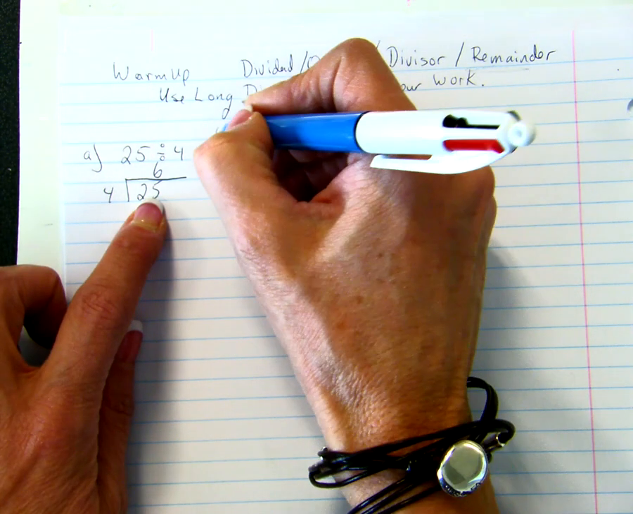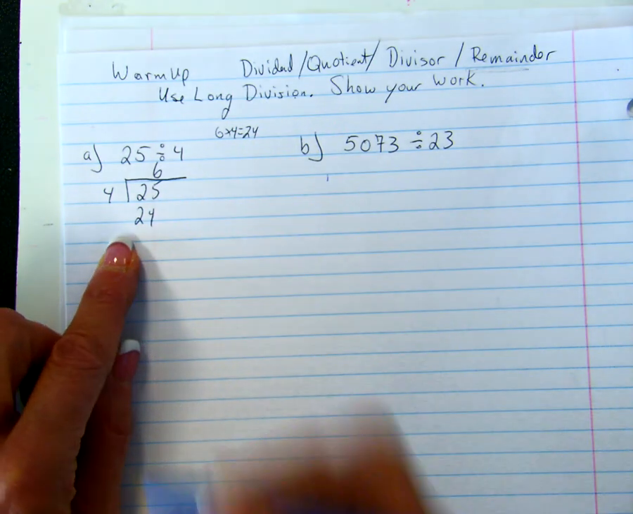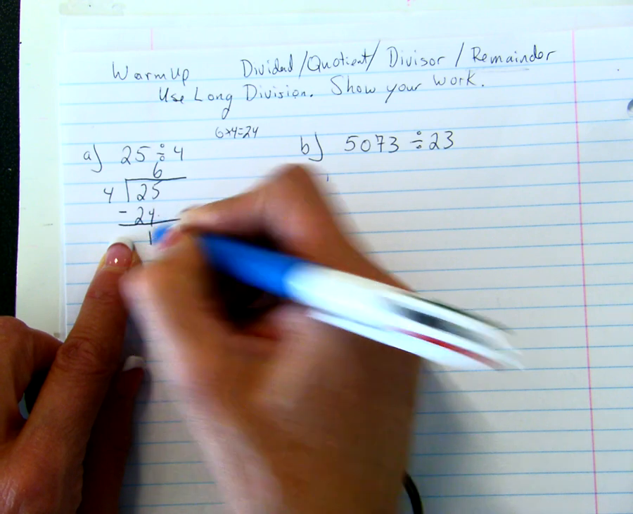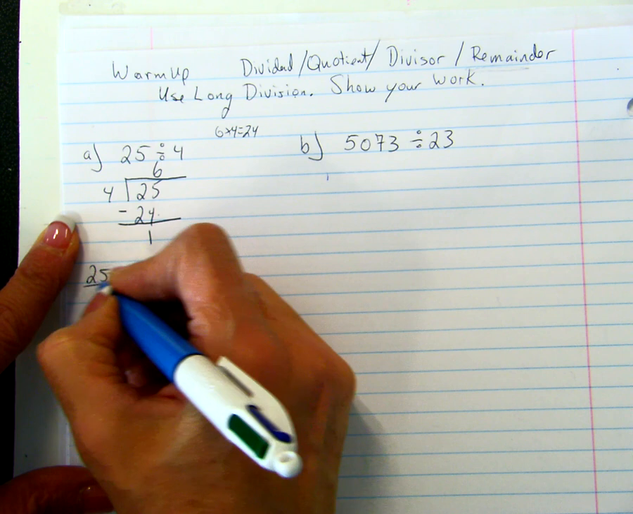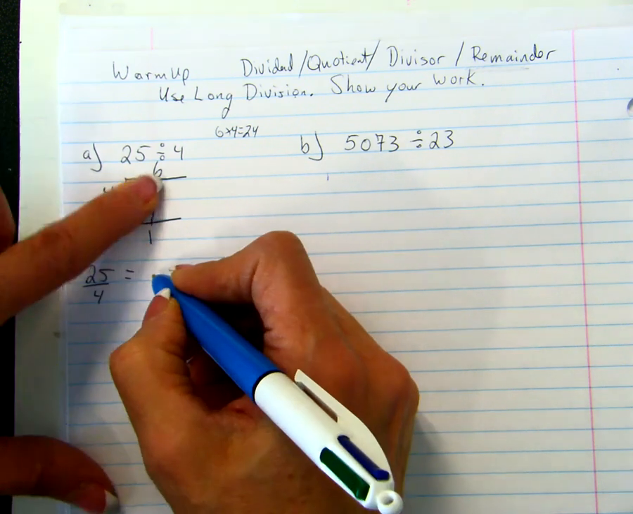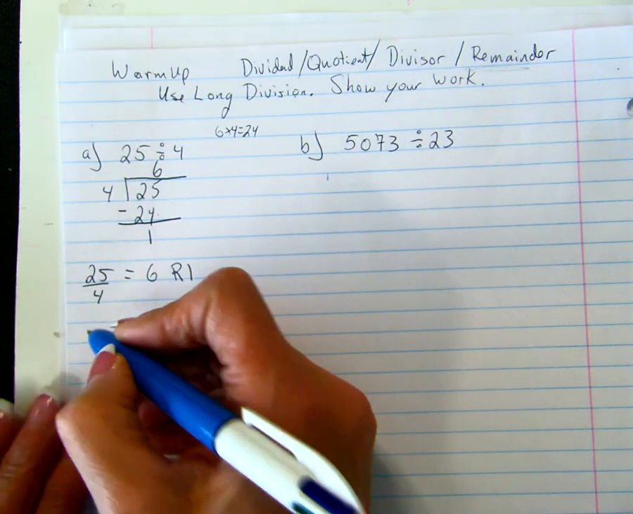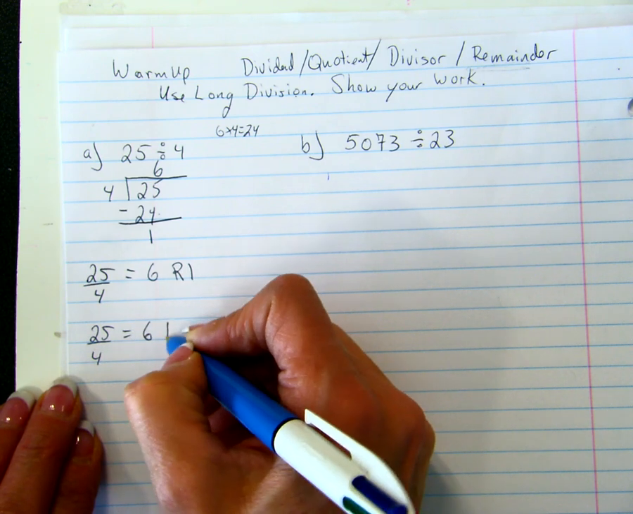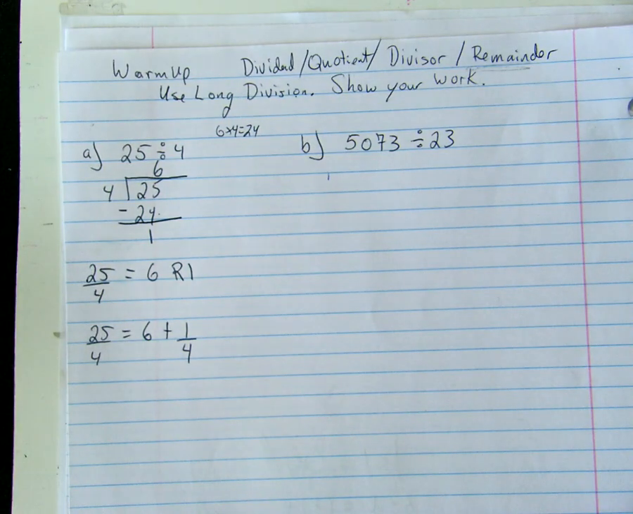We wrote a 6 up there. We said 6 times 4 equals 24, and we put the 24 here. And then we subtracted. 25 minus 24 leaves me with 1. So in the beginning, you said this, 25 divided by 4 is equal to 6, remainder 1. Or you said this, 25 divided by 4 is equal to 6 plus 1 left over that still needs to be divided by 4, 6 1/4.